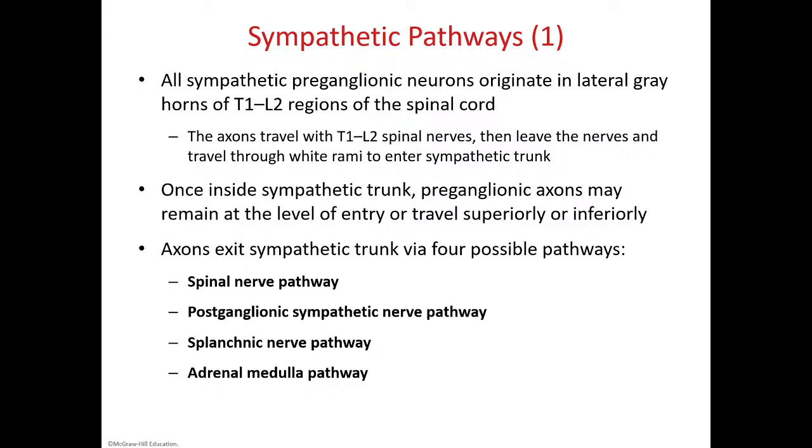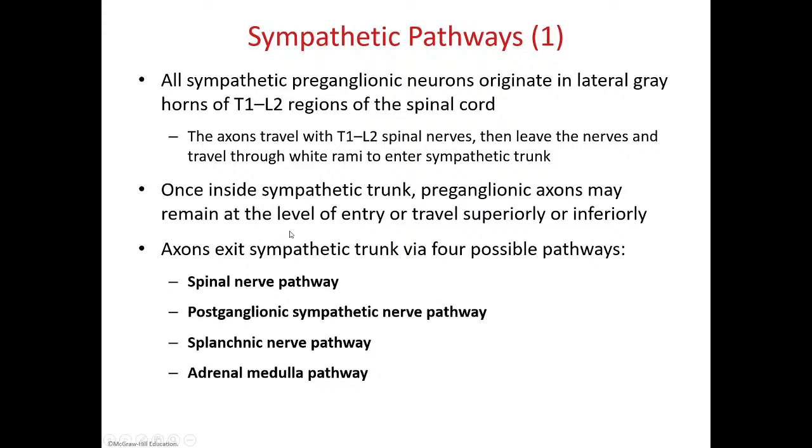So all sympathetic preganglionic neurons are going to originate in lateral gray horns from the levels of T1 to L2. Those axons travel with the T1 to L2 spinal nerves, then leave the nerves and travel through the white rami to enter the sympathetic trunk. Inside the sympathetic trunk, the preganglionic axons may remain at the level of entry, that is where they entered, or travel superiorly or inferiorly. In other words, if a fiber were to exit the spinal cord at the level of T3, what this is saying is that the fibers may remain at the level of T3 or go up to T2 or go down to T4. It almost goes without saying.